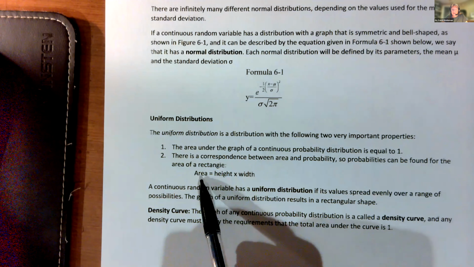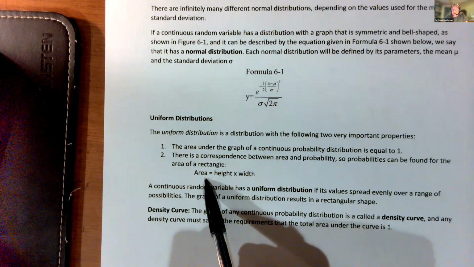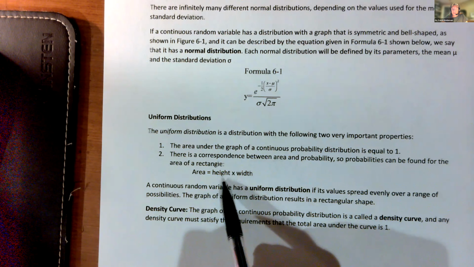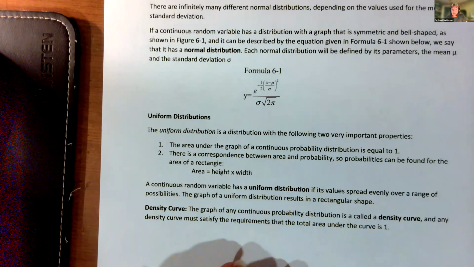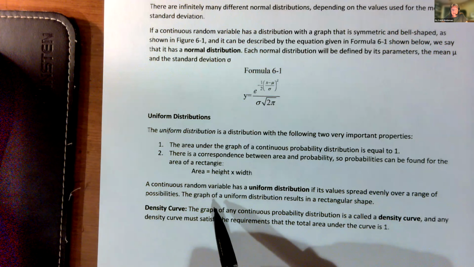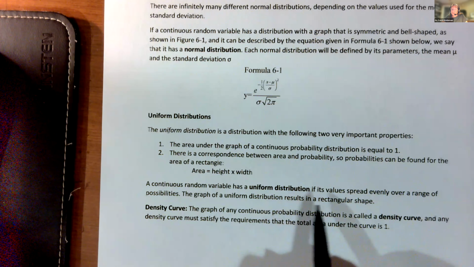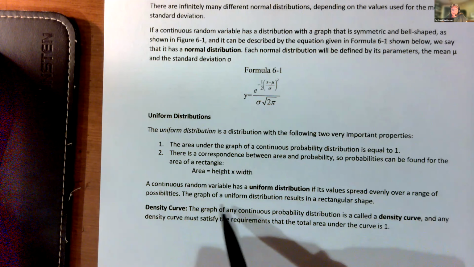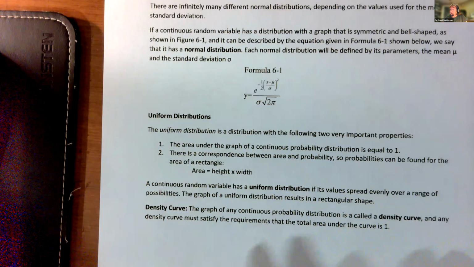So we're actually going to figure out the probabilities by the area under the figure. So the height times the width, and I'll show you how to work those problems. So its continuous random variable has a uniform distribution if the values are spread evenly over the range of possibilities, and it results in a rectangular shape.